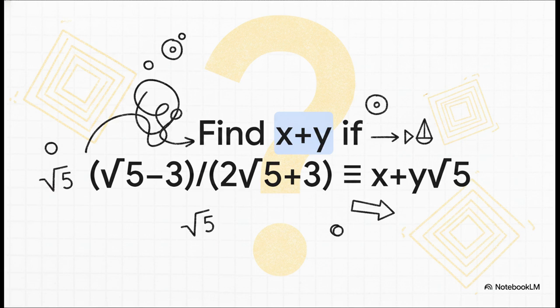Now, our ultimate goal here is to rewrite that messy, complex fractional expression on the left into that really simple, clean format of x + y√5 on the right. Once we do that, finding x and y is a total breeze.